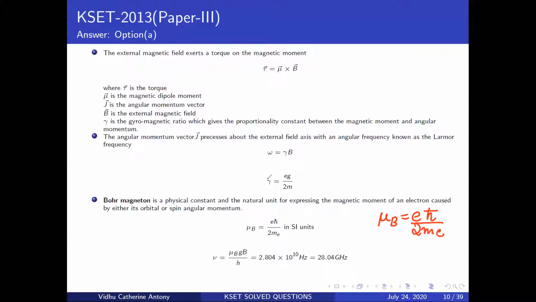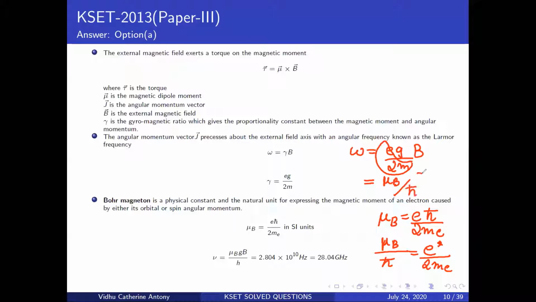Okay, here you've been given a gamma, which is equal to Eg divided by 2m. So let's take that and put it in your omega. So you have Eg divided by 2m into B. Now your mu B, basically you get e h cross divided by 2me. So what I can do is substitute this in terms of the Bohr magneton, because this particle is like an electron. That's what's given in the question. So you've got h cross gB into omega.